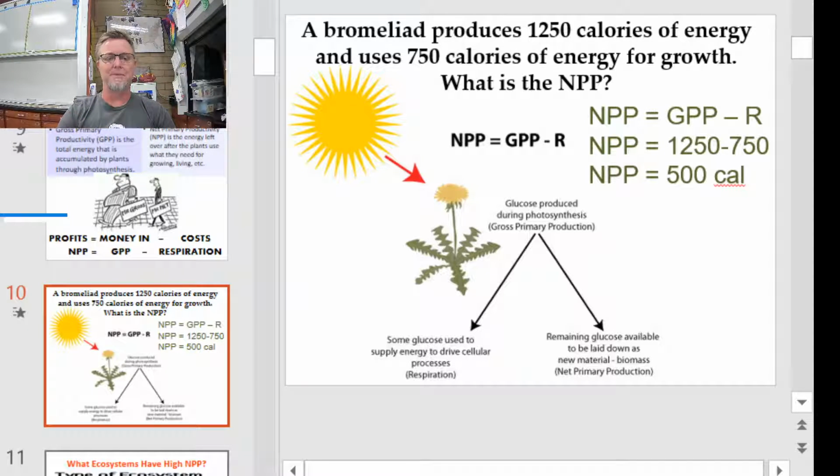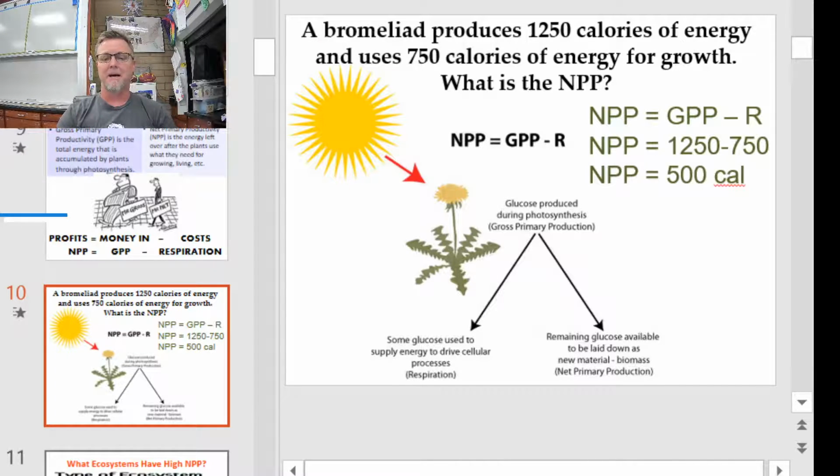Here's an example. This is a bromeliad that produces 1,250 calories of energy and uses 750 calories of energy for growth. So very simple application of that equation. Your net primary productivity is equal to gross primary productivity minus R. So 1250 minus 750 leaves us with a net primary productivity of 500 calories.